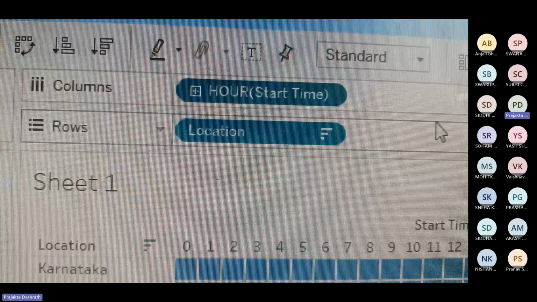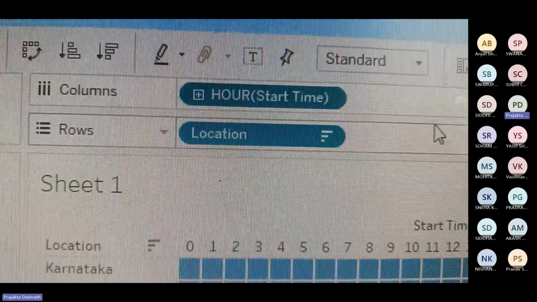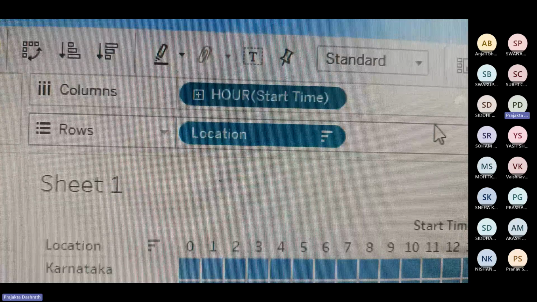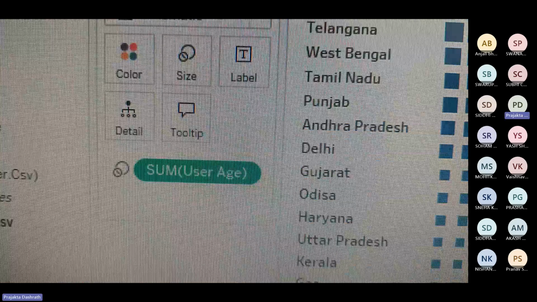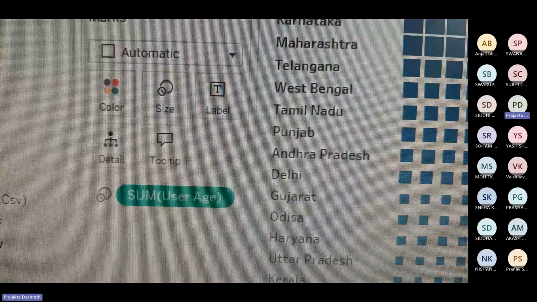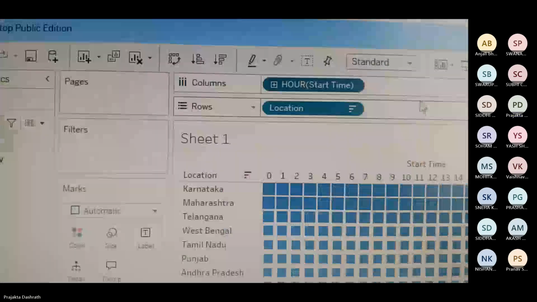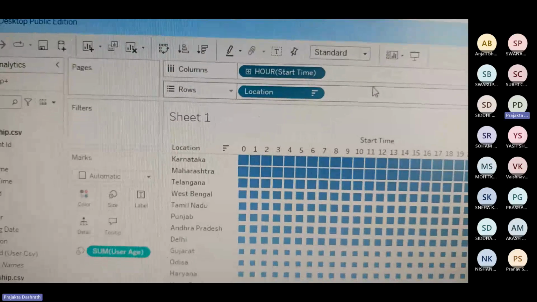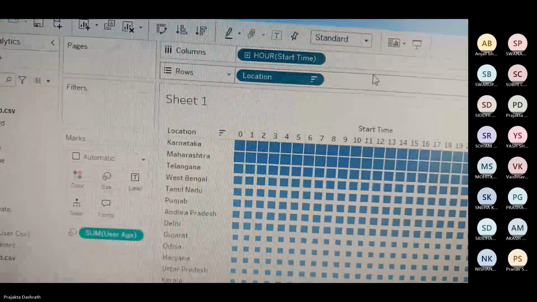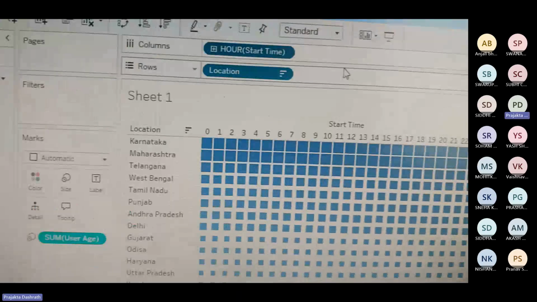How many columns are expected? One is start time, another is location, and the next is age. My grain is I am trying to figure out the time on the basis of age and location. Start time I am trying to figure out on the basis of location and age. Which is my grain? Mention my grain.